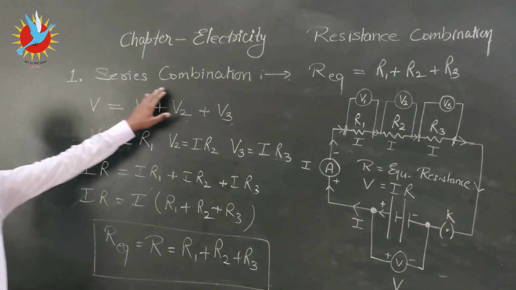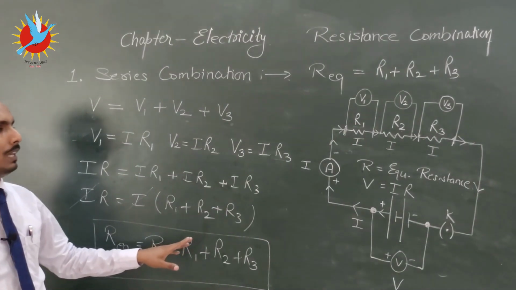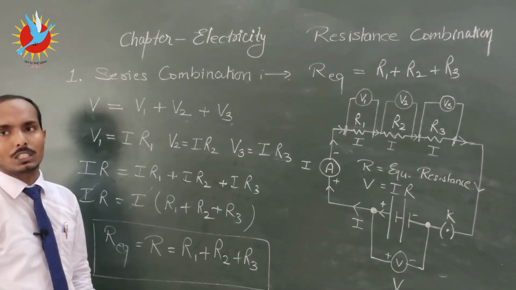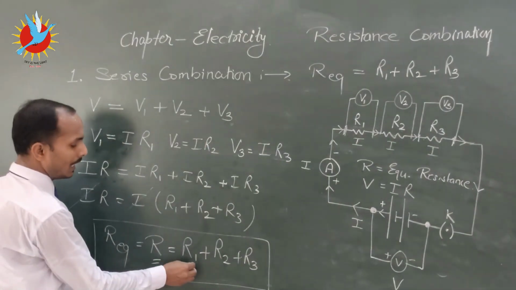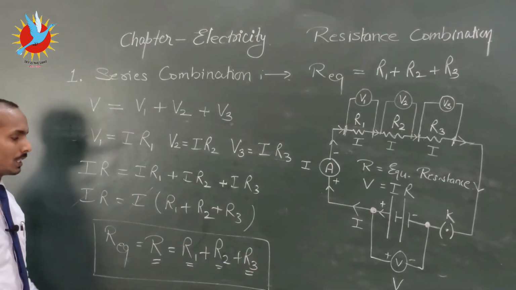This is a series combination. It means the total resistance is calculated by simply adding the individual resistances algebraically. So the equivalent resistance is the sum of the individual resistances.